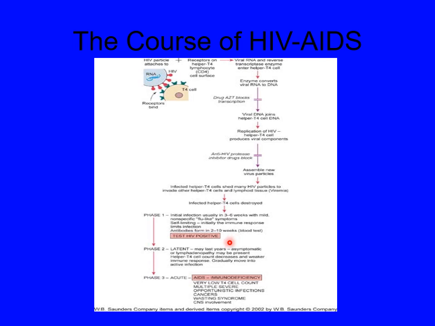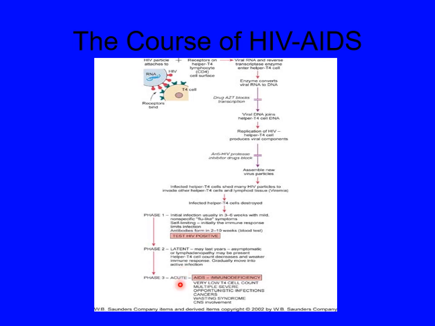In the second phase, or the latent phase, which may last years, you're asymptomatic. Lymphadenopathy may be present. T helper cell counts decrease, and a weaker immune response gradually moves into active infection over time, but this varies again from person to person, and it could take years.